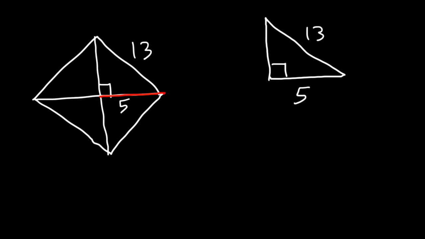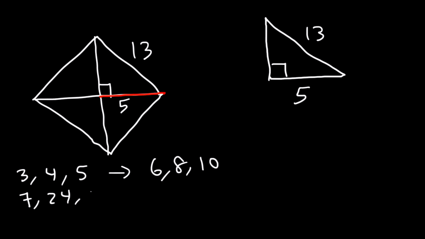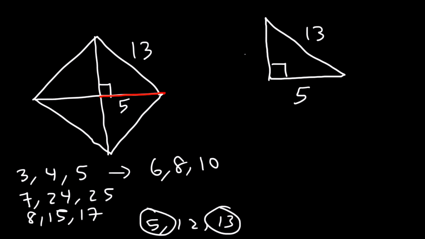It helps to know the special right triangles. For example, there's a 3, 4, 5 triangle. Also, if you multiply these numbers by 2, you can get the 6, 8, 10 triangle, which we covered. There is the 7, 24, 25 triangle, the 8, 15, 17 right triangle, and also the 5, 12, 13 triangle. So we have two of these numbers, 5 and 13. Therefore, the missing side must be 12.